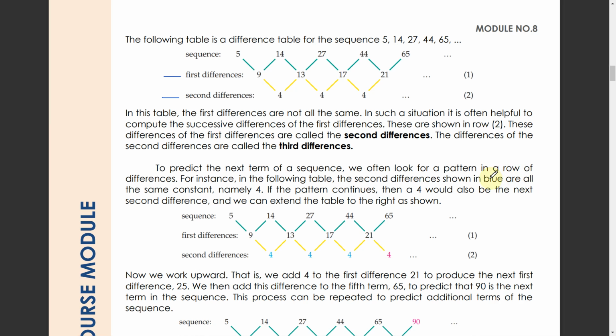So to predict the next term in a sequence, we often look for a pattern in a row of differences. So for instance, in the following table, the second differences shown in blue are all the same constant, namely 4. So if the pattern continues, then a 4 would also be next in the second differences, and we can extend the table to the right as shown. Earlier, there was no 4 up there, but we can extend it by adding an additional red 4 here.